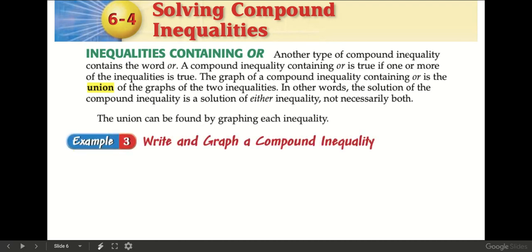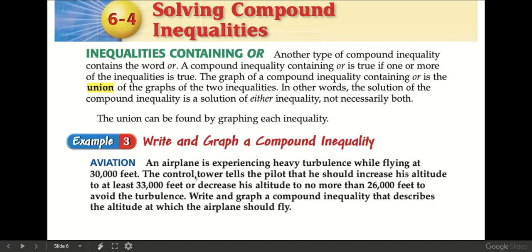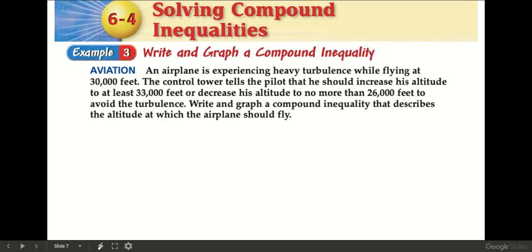So let's look at an example. It says write and graph a compound inequality. An airplane is experiencing heavy turbulence while flying at 30,000 feet. The control tower tells the pilot that he should increase his altitude to at least 33,000 feet or decrease his altitude to no more than 26,000 feet to avoid the turbulence. Write and graph a compound inequality that describes the altitude at which the airplane could fly.